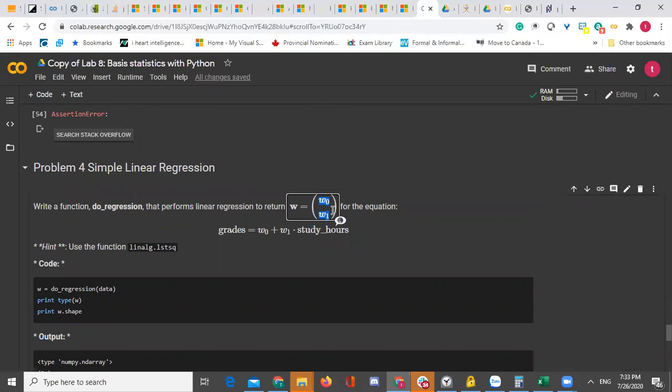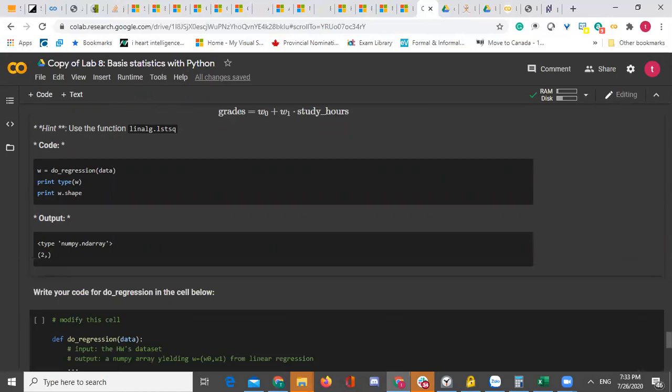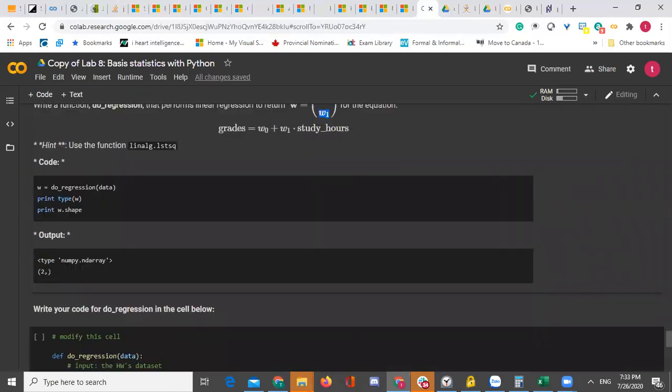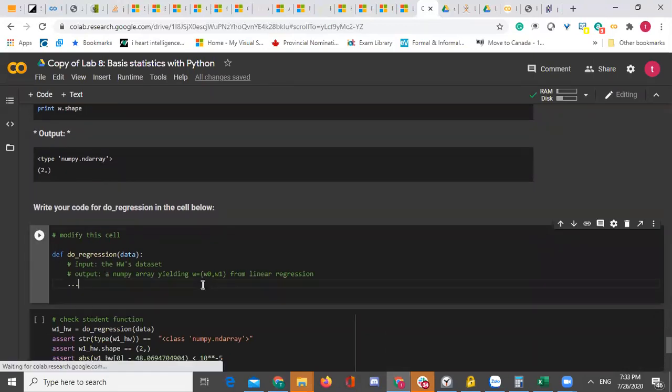I have a question. What is the input for W0 and W1? Which column do I need to get for the input of this? No, you don't have W0 nor W1. This is what you are looking for. Oh, okay, I see. I understand. We'll solve it.